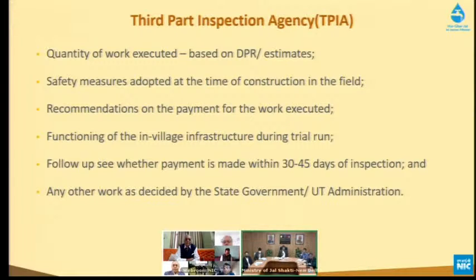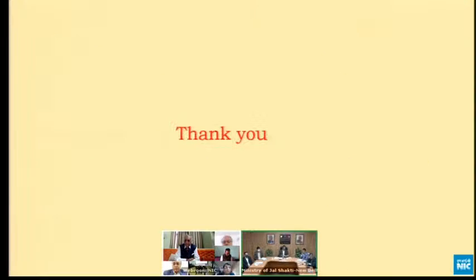And one more thing: if the state government wants to add any other works to them, it can be added. We have given an open provision in the guideline. So with that, I end my presentation here. We are open for any kind of questions and suggestions. May I now request my colleague to take over the next part of the presentation. Thank you very much.